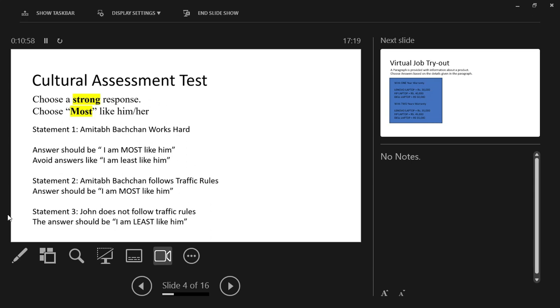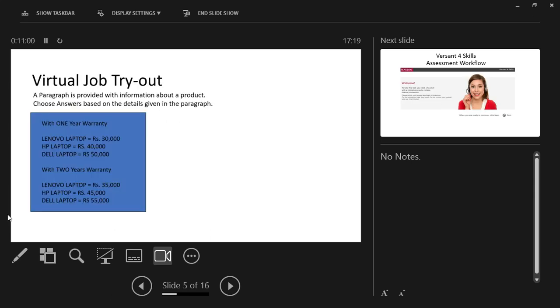Okay. We go now to the next module, which is a virtual job tryout. In virtual job tryout, you have a paragraph that is provided with information about a product, and you have to choose answers based on the details given in the paragraph.